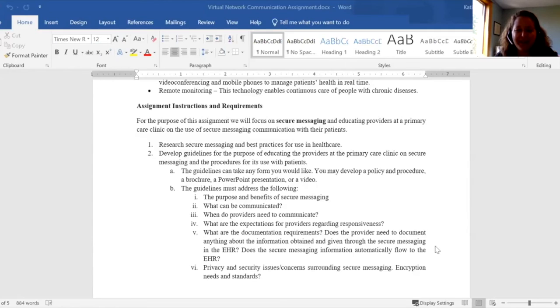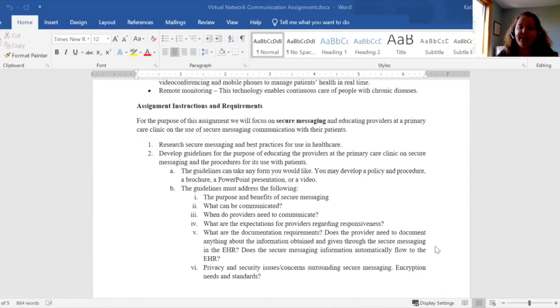It's still early here for me, so bear with me. Then, what are the expectations for providers regarding responsiveness? If they receive a message on Monday morning at 8 a.m., when do they need to respond? What is that guideline? The other thing is what are the documentation requirements for the provider? Does the provider need to document anything about the information obtained or given through secure messaging in the medical record? Or does that information just automatically flow to the EMR? Think about those kinds of things.